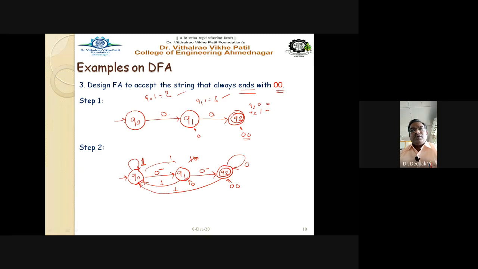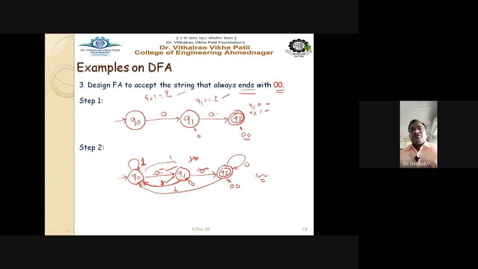Now for q1, the transition on 0 is there. What about 1? So 1 is transferred to q0. After applying 1 as input, it will go to state q0. See here, because we are not going to disturb this 0, 0. Read the string like this: 1, 0, 0 means I get 1 first, and 0, 0 at the end. Getting this point or not? Then both the transitions are over for q1.